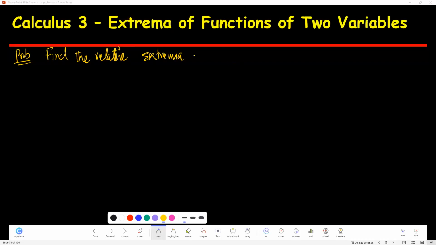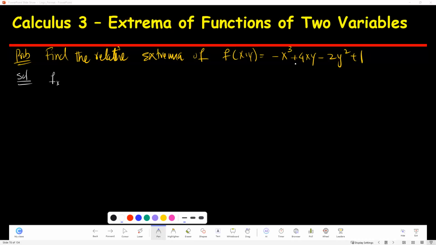Find the relative extrema of this function. Okay, the function is given, and I need to find a solution. First things first, I need to find the first derivative, right? And we need to find critical points.